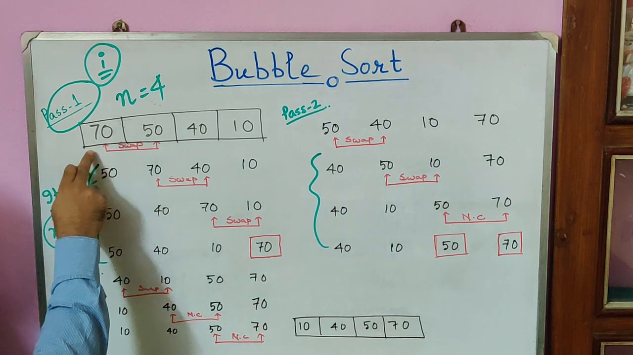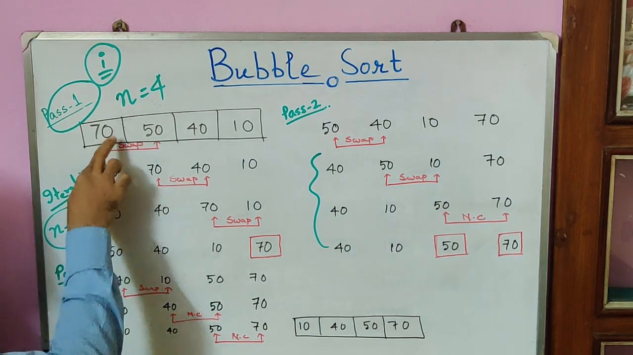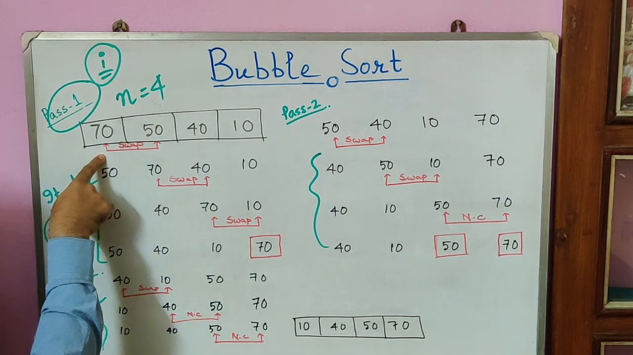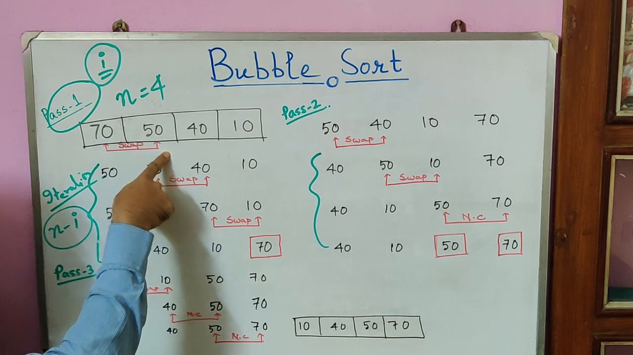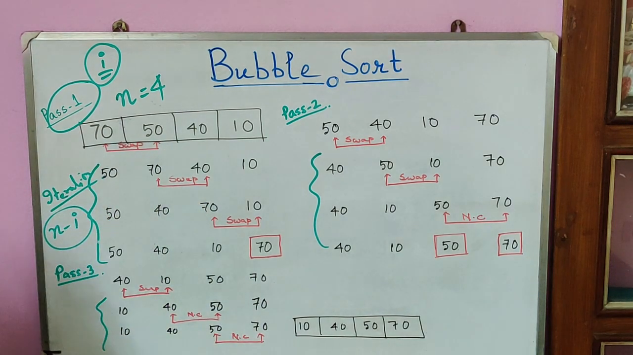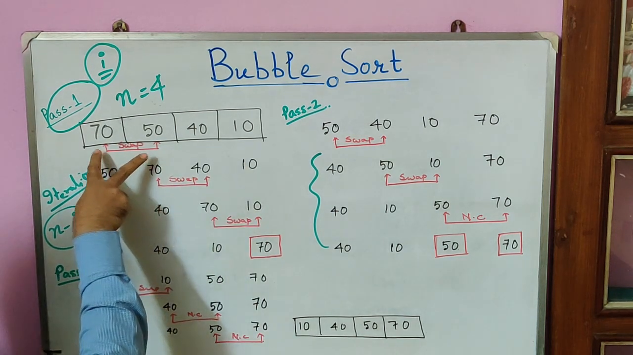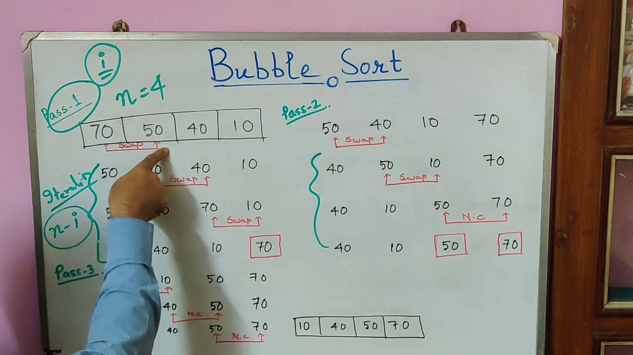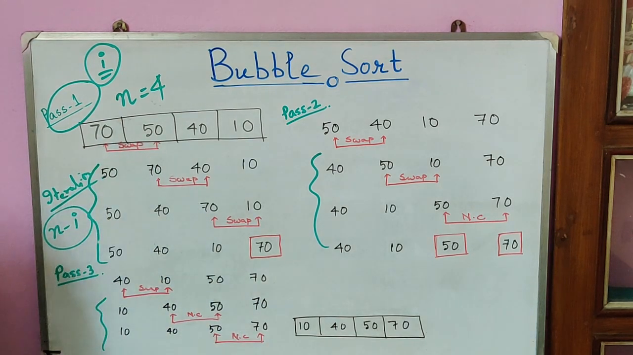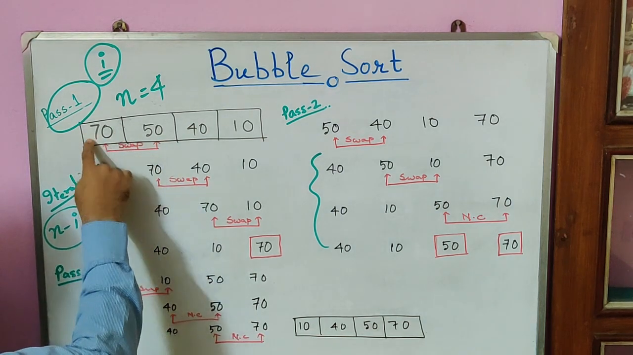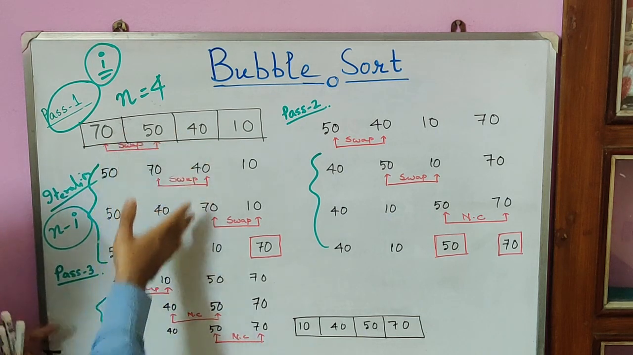In the pass 1, we need to compare the first element with the immediate next element, that is my 50. So if this is I, this is I plus 1. Yes or no? I plus 1. So that's why we need to compare it. When 70 is greater than 50, we need to swap. And you know the swapping logic, that you learned in class 9. Whenever we get the higher element in the first position, we need to swap it. So as simple as that.